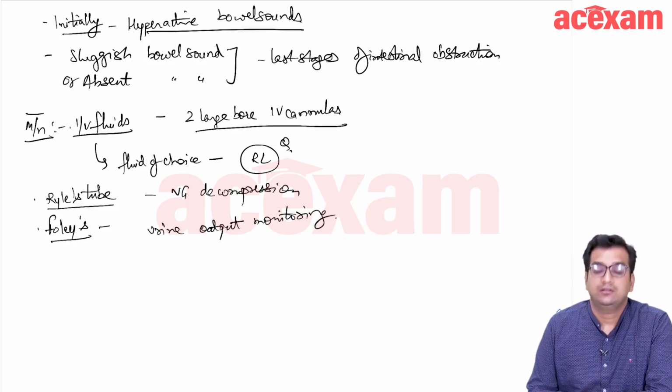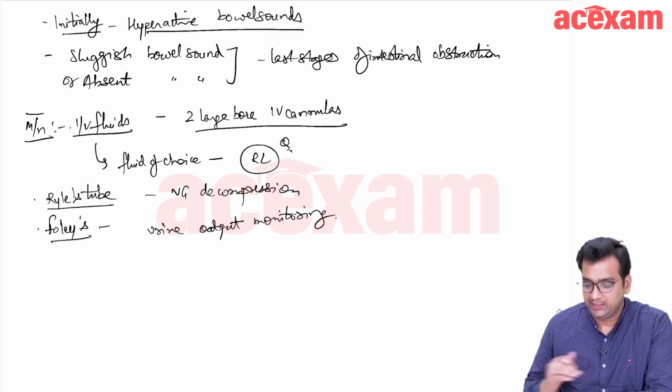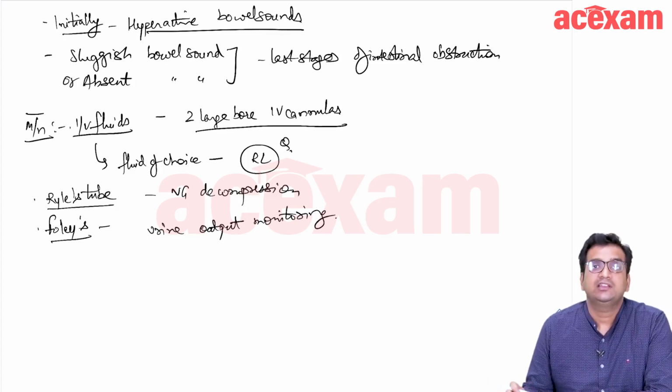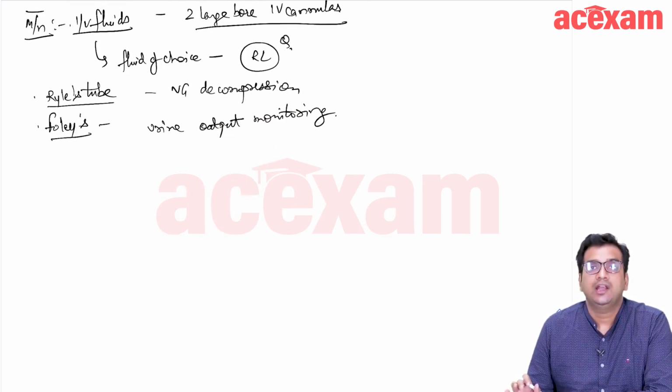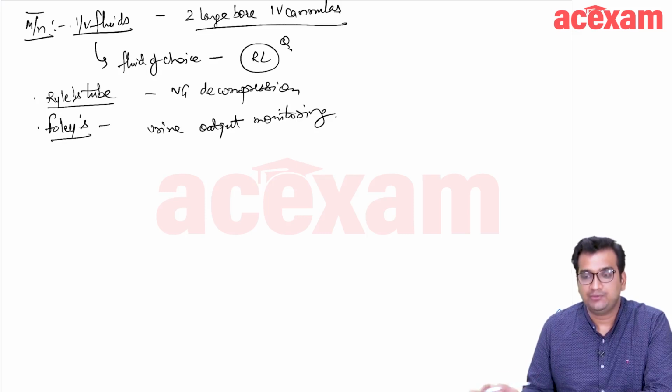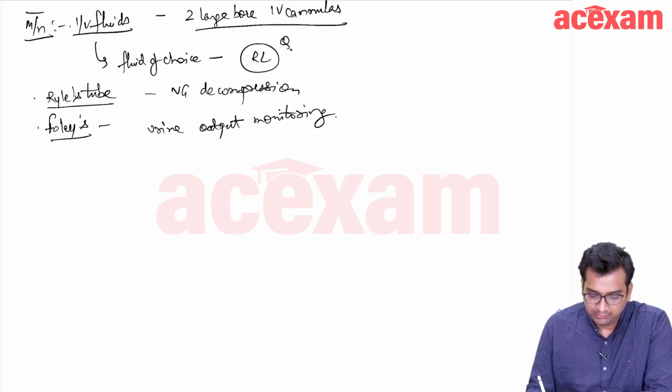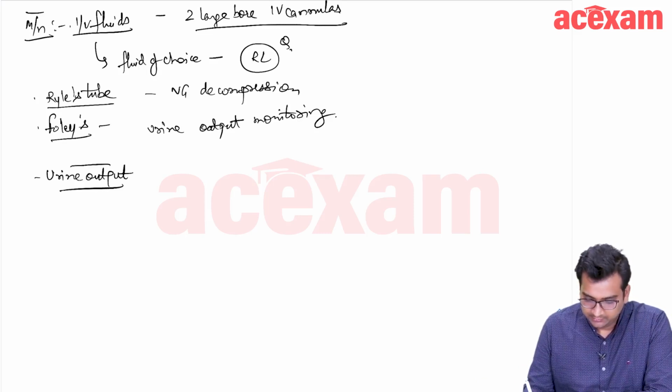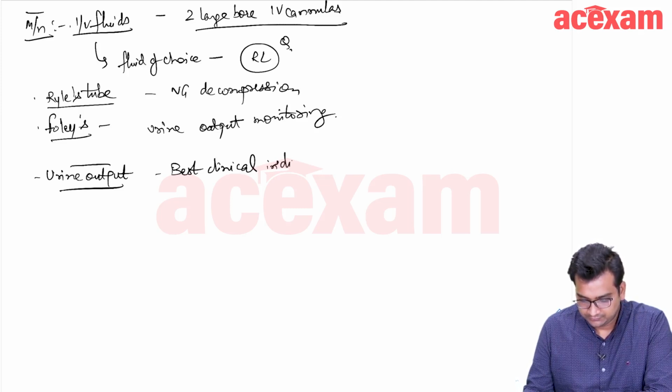We know that the patient is in third space loss, and we want to see whether there is adequate tissue perfusion or not. And the best clinical indicator for adequate tissue perfusion is urine output. Okay, so urine output is the best clinical indicator for tissue perfusion.